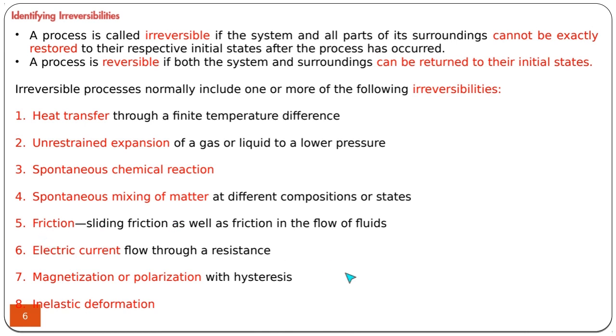Friction. Friction is converted to heat. It can be solid to solid friction, solid to fluid friction, or internal fluid friction. And once this friction is converted to heat, it's not possible to convert the heat back to useful work. So this is another kind of irreversibility. Electric current. Electric current is converted to heat when it flows through a resistance, but if you heat the resistance, you cannot obtain electric current. So this is another irreversibility. And magnetization or polarization or inelastic deformation are other kinds of irreversibilities.